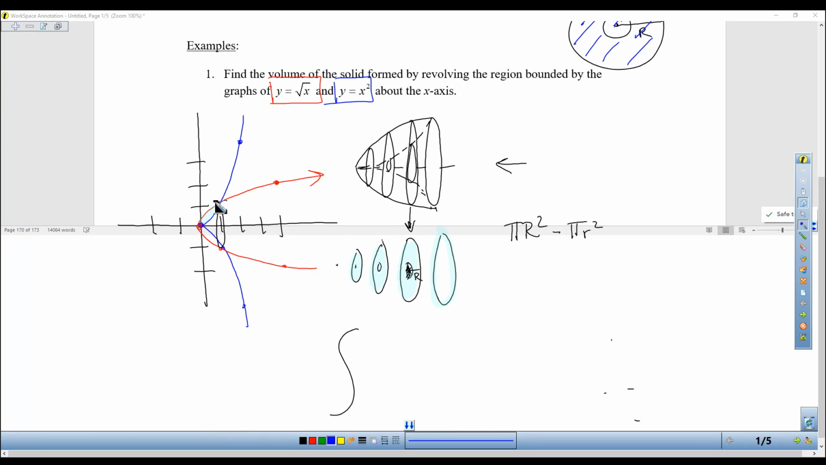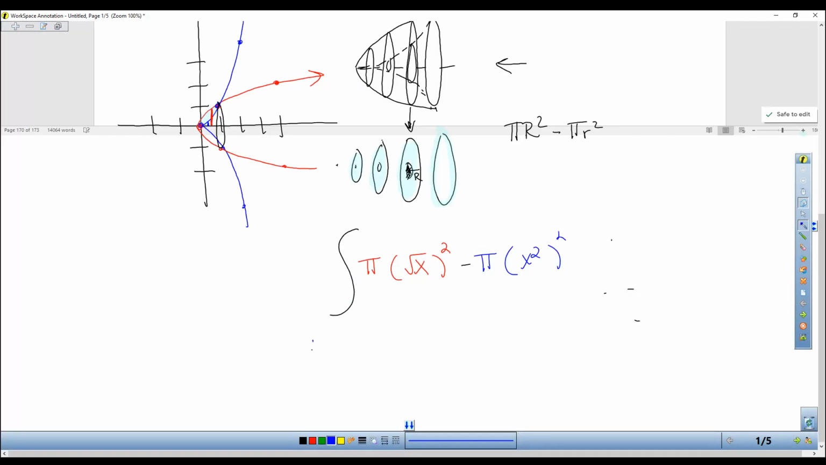Which one is making my outer ring, the red or the blue? It's definitely the red. So pi R squared minus, and then the inner ring is being made by the blue one, pi r squared. So just like last time, I highly recommend that you write the setup first and then think about the radius. So the radius of the outer ring is created by the red, so it's just the square root of x, but this way I don't forget my square. And the inner ring is created by the x squared.